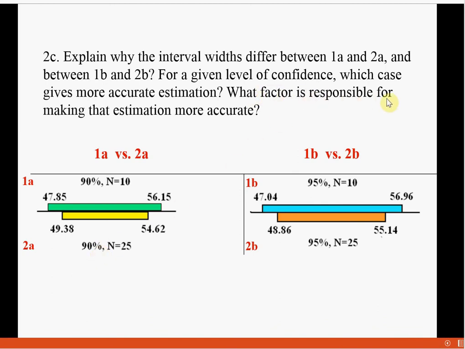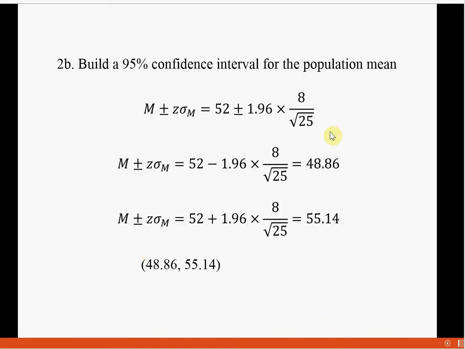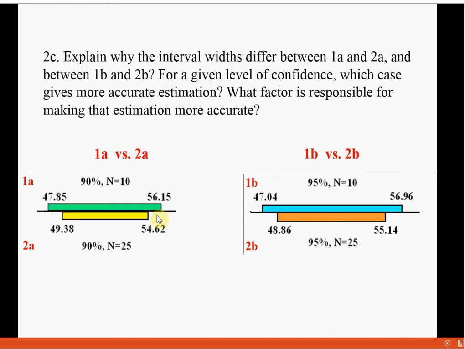Now, what factor is responsible for making that estimation more accurate? Compare this. The only different thing between these two questions is that for this question we have a larger sample size. Larger sample size means more information available. That makes the standard error smaller. Smaller variations around the mean, so the interval will be narrow, the estimation will be more accurate. So the factor that is responsible is the larger sample size, and that makes estimation more accurate because it brings down the standard error.